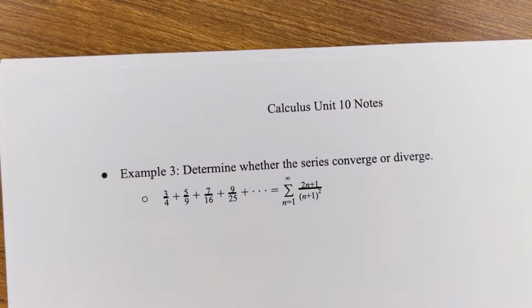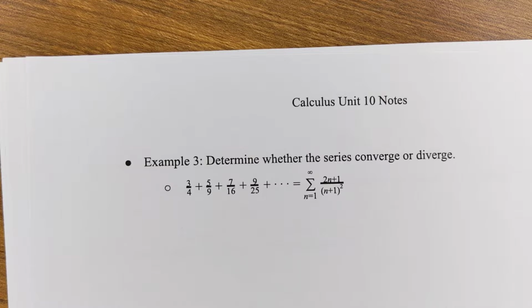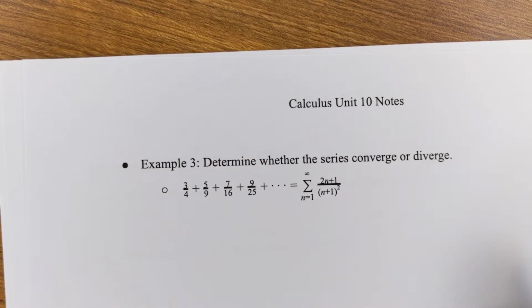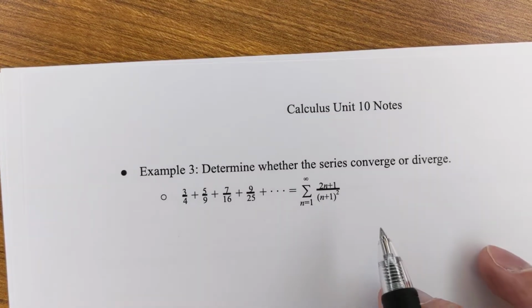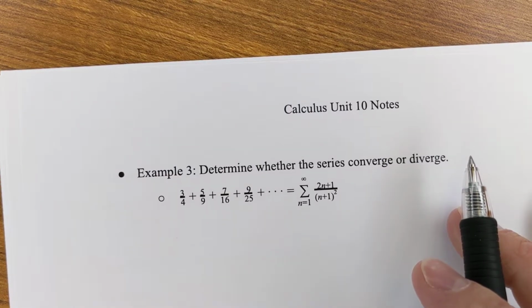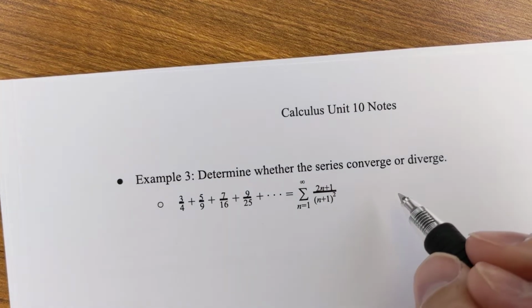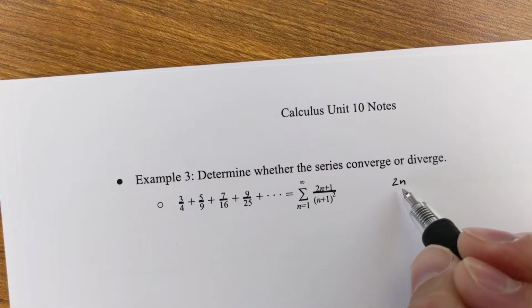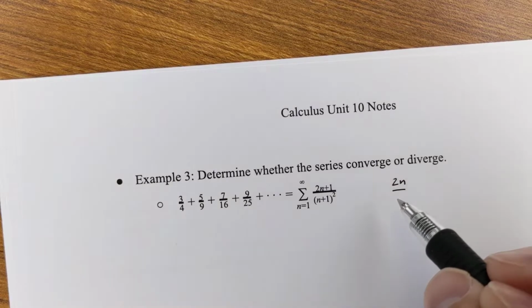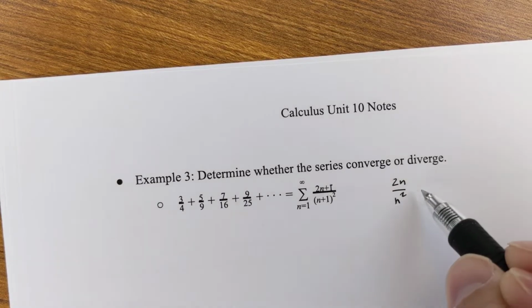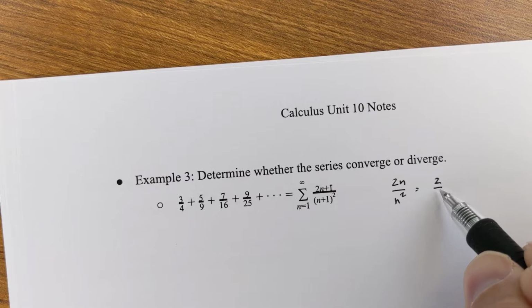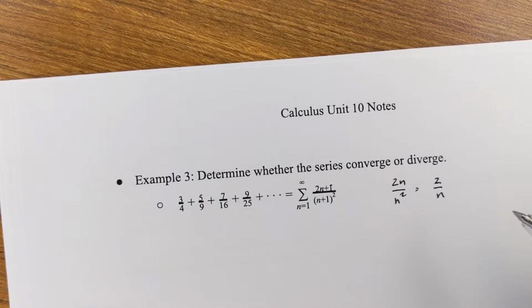So let's look at this guy. Determine whether the series converges or diverges. So we got this. Typically what you do is you just say, when n gets very, very big, what does this function look like? For n large, this essentially becomes 2n over n squared, because these plus ones don't matter, which would reduce to 2 over n.